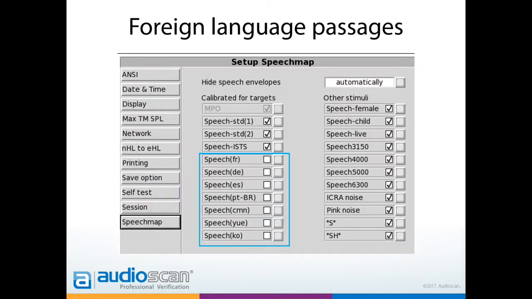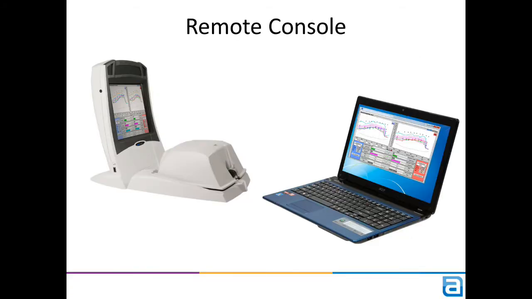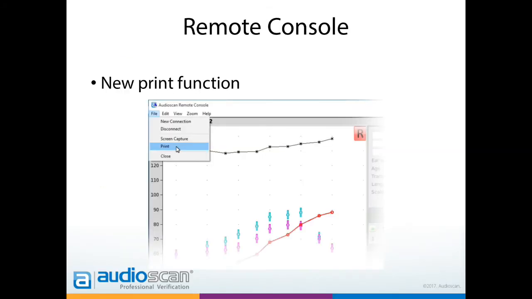Once again, we've added a few new foreign speech passages on the Verifit 2 and the Axiom. You can find them here in Setup Speech Map. If you're running the remote console, which allows you to run your Axiom or Verifit 2 from your PC screen, you'll notice we've added a new print function. Under File, we now have Print and Screen Capture. While Screen Capture allows you to just save the image as a graphic image on your PC, Print will then use your PC's internal print drivers to print to whatever your default print choice is.